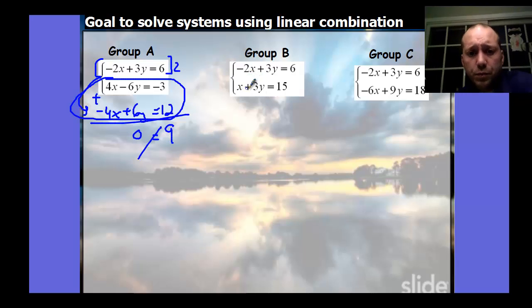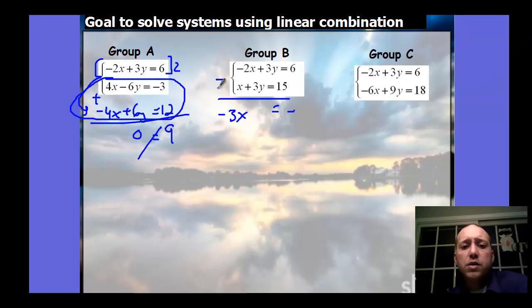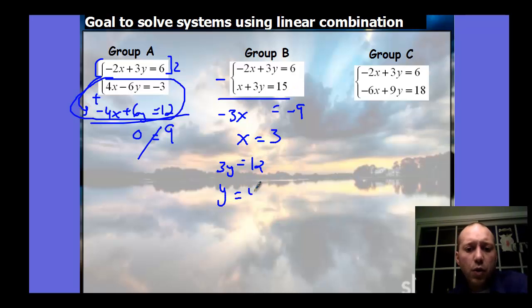The second one, we have the 3y and 3y, so I'm just going to subtract these right away. If I do that, I get negative 3x. 3y minus 3y is 0. So 6 minus 15 is negative 9. And then I can divide by negative 3, so x is 3. I can back substitute that in the second equation. If I do that, I just get 3y equals 15 minus 3, or 12, so y is 4. So we have the point (3, 4) for that one. That worked out pretty nice.